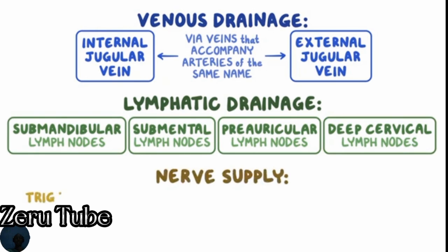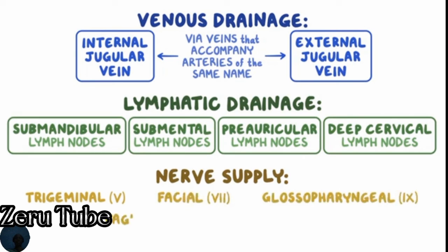The nerve supply of the oral cavity: the trigeminal nerve, facial nerve, glossopharyngeal nerve, vagus nerve, and hypoglossal nerve are the five nerves which supply the oral cavity.